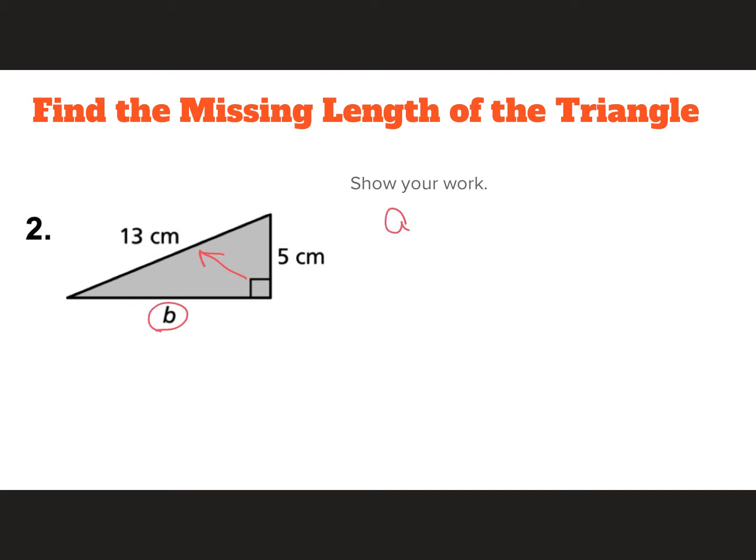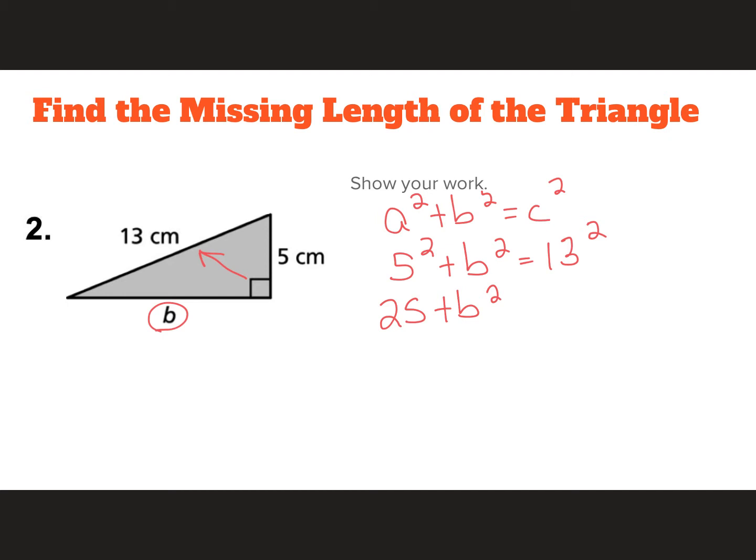Okay, notice here, first thing we do is identify side C, but we're actually finding side B. So again, I'm going to start off with A squared plus B squared equals C squared. Side A is going to be 5, so I have 5 squared plus B squared equals C. Ooh, not C. I know what C is. It is 13 squared.